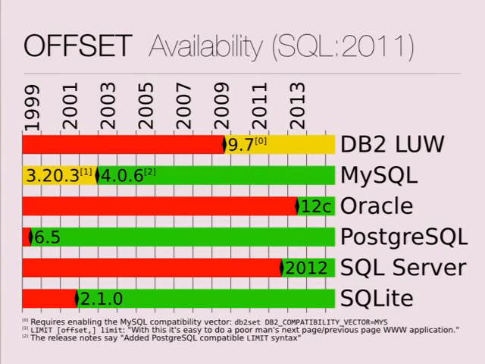So can you use it yet? You could. And yeah, well, this is the only slide in this presentation where MySQL turns green. And we can again use that slide to make our conclusion who invented that feature. And we see the version number 3.20.3 of MySQL, which happened to be in 98 or so. And the release note said, with this, it is easy to do a poor man's next page, previous page, www application. Yeah, poor man. So that's what we have now. And it's really bad. Don't use it. Just because it's standard doesn't make it good.